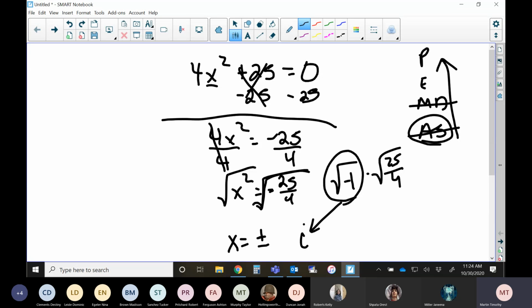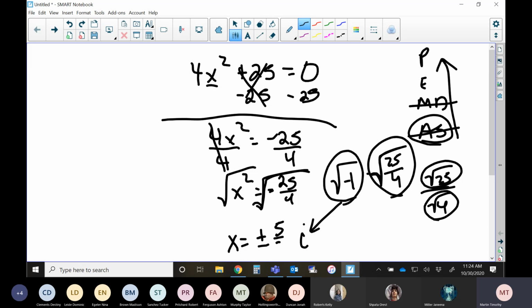And now, what did I say just a minute ago? When you have a square root like that, what can you do? Instead of writing it like this, what can I say? Square root each of them. Yeah, so I can think of it as the square root of 25 over the square root of 4, and hopefully you realize the square root of 25 is 5, the square root of 4 is 2, so you end up with your final answer being plus or minus 5 over 2i.